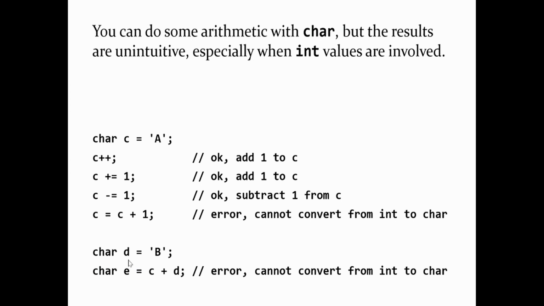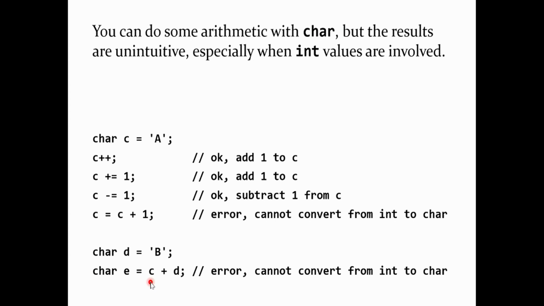Down here, I now have a char D. It's equal to whatever the value of B is. And again, you get something weird. If I try to add C and D together, again, you get an error, which is also strange.